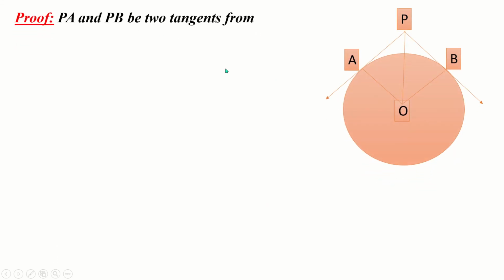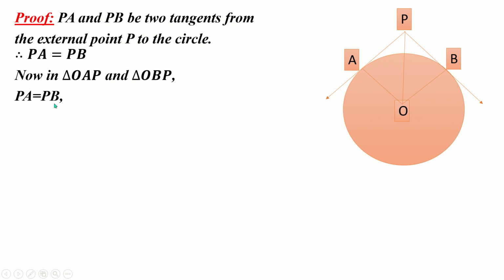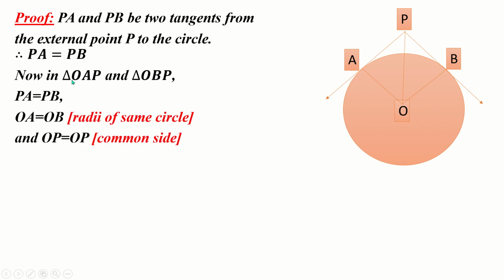PA and PB are two tangents from the external point P to the circle. Therefore, we can say PA equal to PB. Now in triangle OAP and triangle OBP, PA equal to PB, OA equal to OB, and OP is a common side. Clear? Therefore, this is the SSS theorem. So these are congruent. Therefore, triangle OAP is congruent to triangle OBP. So the other corresponding parts will be equal. So we can say angle APO equals angle BPO.